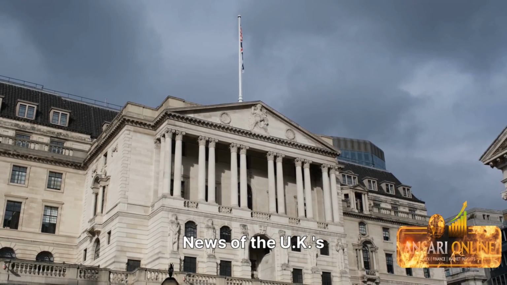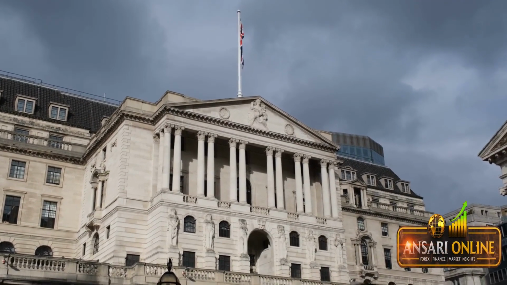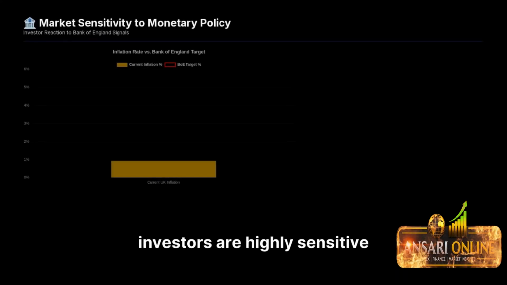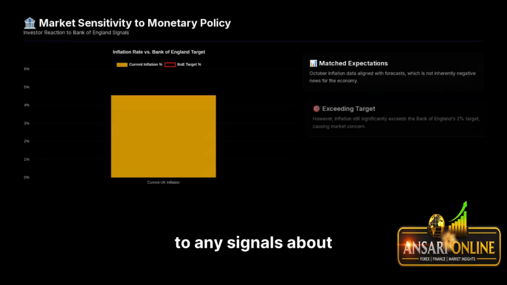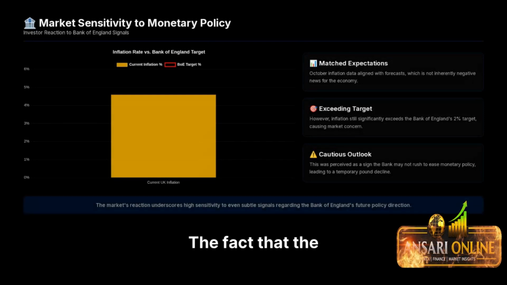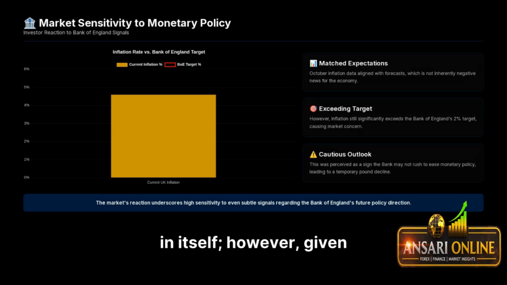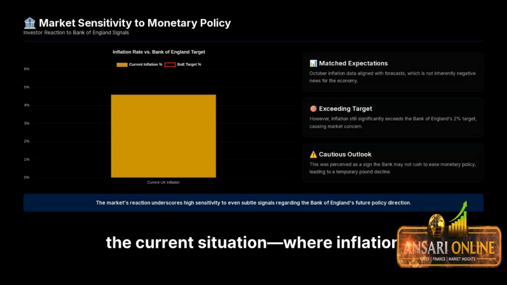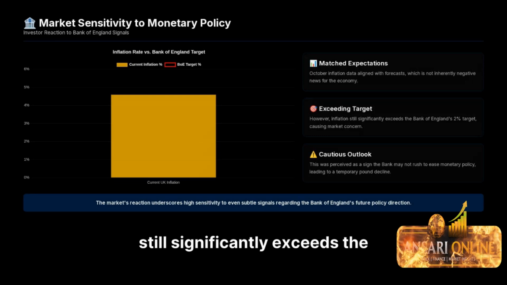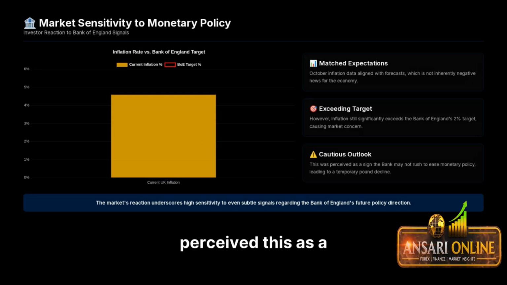News of the UK's October inflation matching forecast triggered a decline in the pound. This market reaction shows investors are highly sensitive to any signals about the Bank of England's monetary policy. The fact that the actual data match the expectations is not negative in itself. However, given the current situation, where inflation still significantly exceeds the 2% target, market participants perceive this as a sign that the Bank of England may not rush to ease monetary policy.